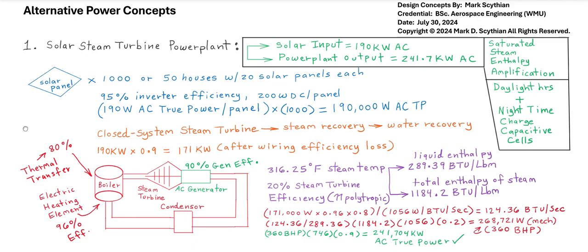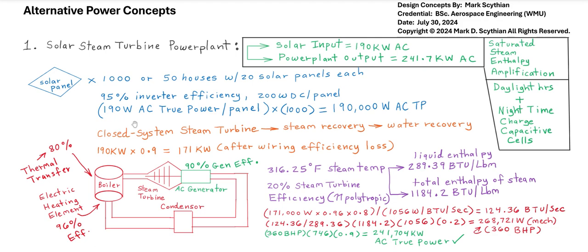So how this works is 1,000 solar panels as a test prototype, and we want to be efficient. We don't want to have all of these facilities built everywhere, so we can just tap them off of the household system that's already underway across the United States. So just assume we have 50 houses with 20 solar panels each and 95% inverter efficiency. We're about 200 watts DC per solar panel. So when we do the computations, we're able to harness 190,000 watts of AC true power from the solar panel cluster sent through a power distribution grid.